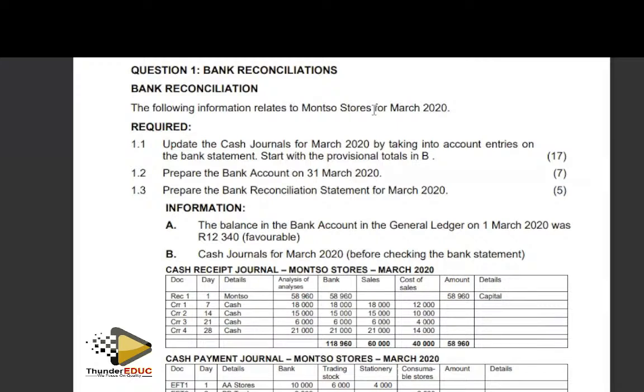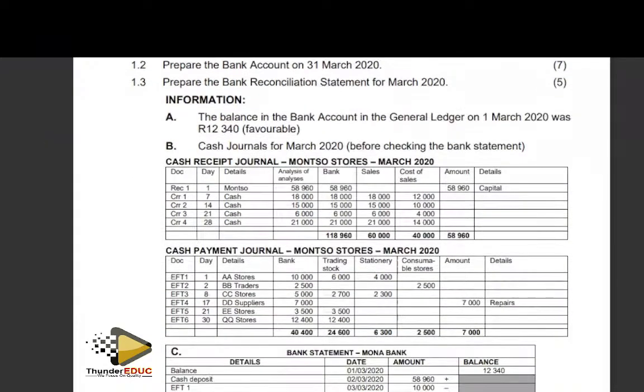Now, I want to show you something here. If you look at this, remember in accounting, we first look at the required. 1.1, update the cash journals for March 2020 by taking into account entries on the bank statement. Start with the provisional totals in B. Then in 1.2, prepare the bank account on 31st March 2020. Also prepare the bank reconciliation statement for March 2020. Now, this is the information given to you.